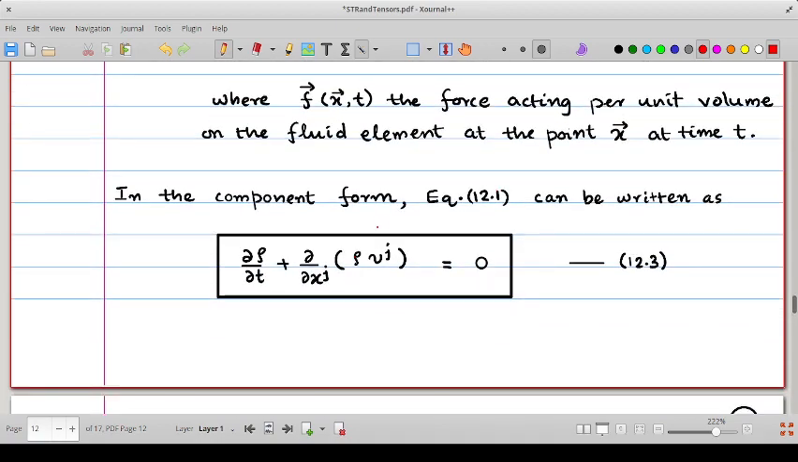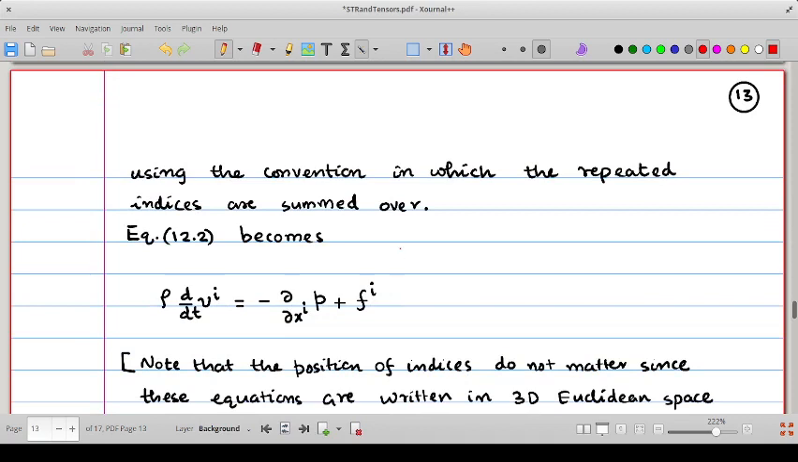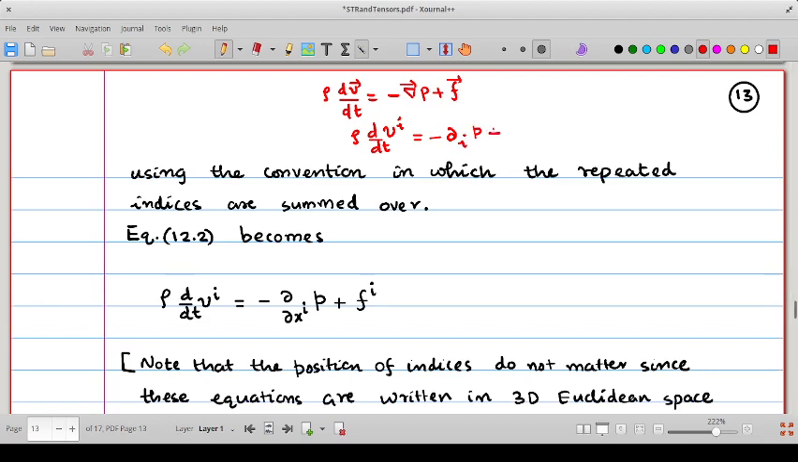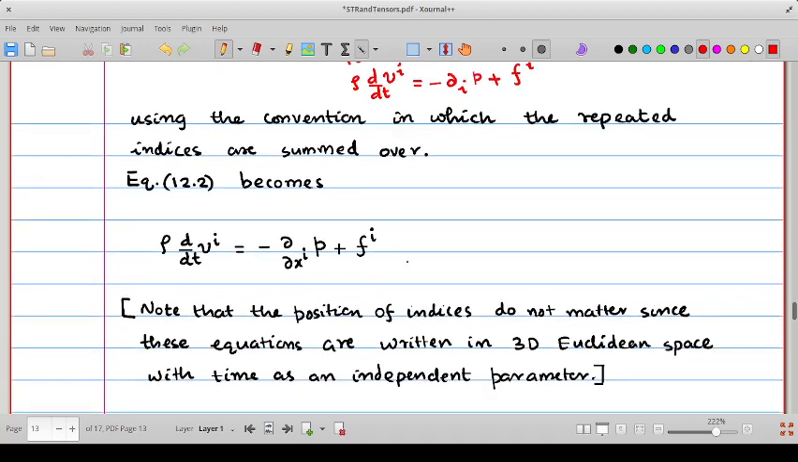So instead of i I used the dummy index j: d rho by dt plus d by dxj rho vj equal to zero. Now Newton's second law for this fluid element was written as rho times dv by dt is equal to minus gradient of p plus f. In the component form, this may be written as d by dt of vi, the ith component. Then this is the gradient, so this can be written as dip plus fi. And that's what we have written here.